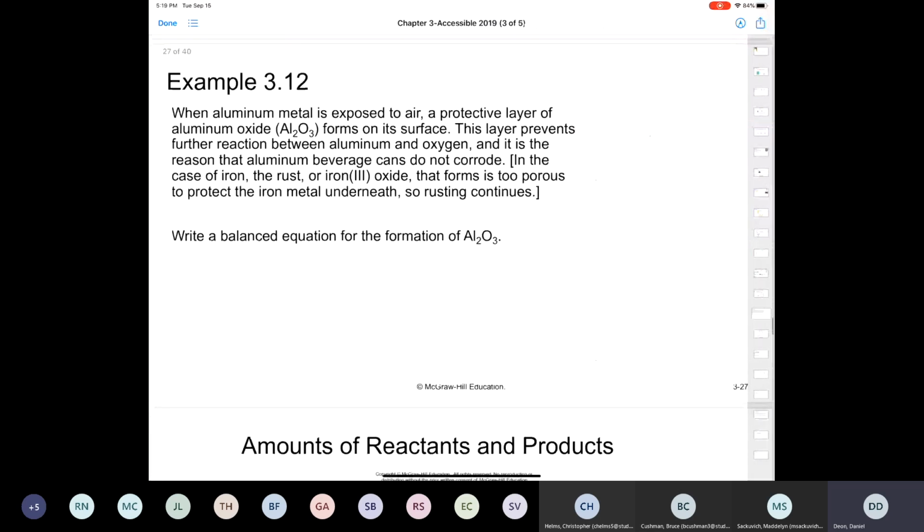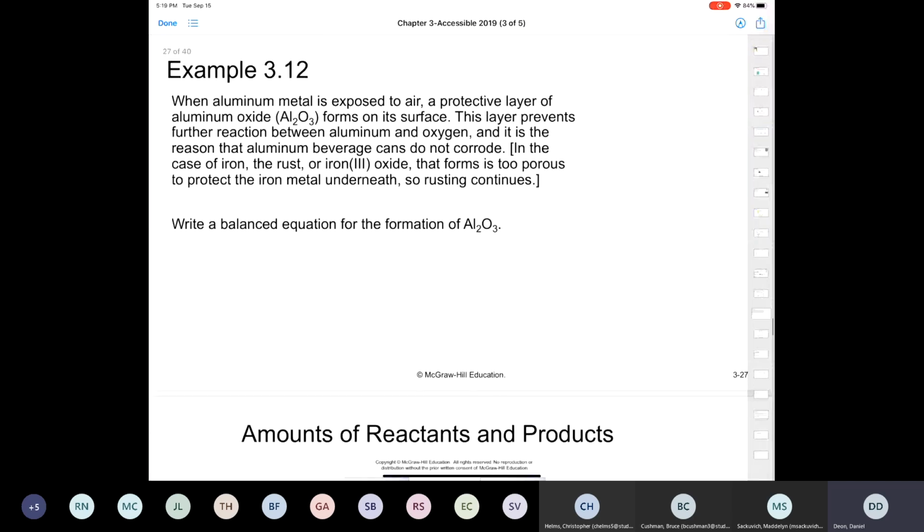All right, let's take a look at an example. It says here, when aluminum metal is exposed to the air, a protective layer of aluminum oxide forms on its surface. This layer prevents further reaction between aluminum and oxygen, and it is the reason that aluminum beverage cans don't corrode. In the case of iron, the rust or iron 3 oxide that forms is too porous to protect the iron metal underneath. Write a balanced equation for the formation of aluminum oxide.